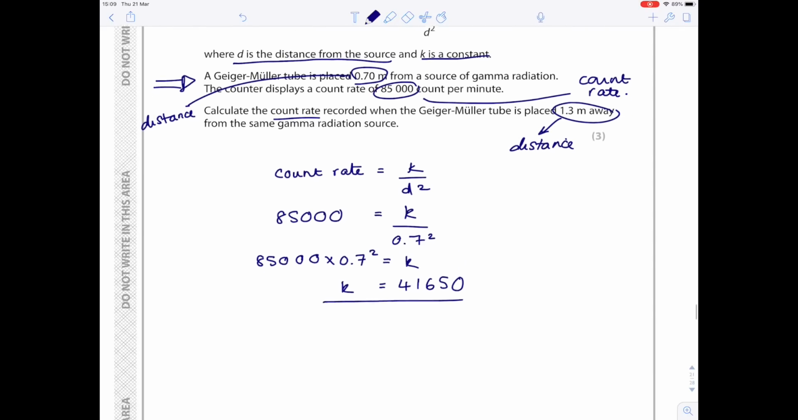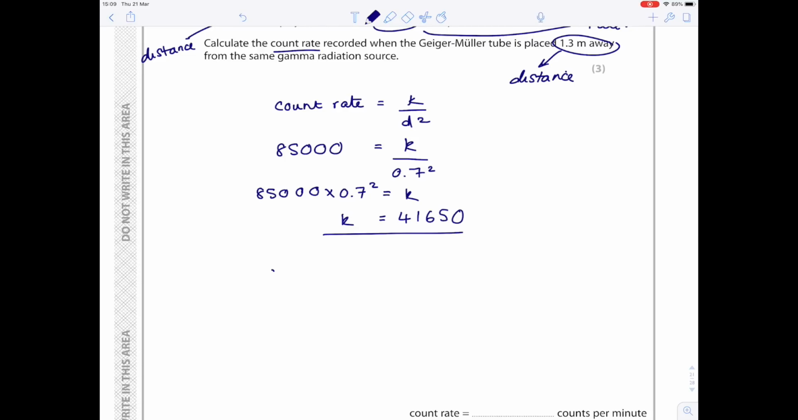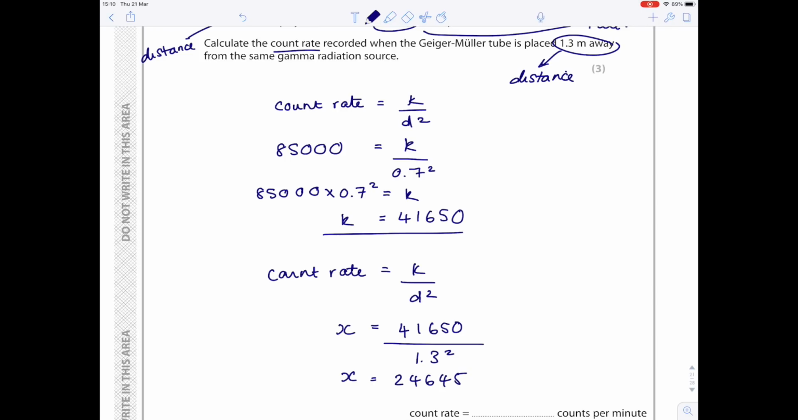So now we can use that equation again to work out what we're actually being asked, which is the count rate. And I always keep writing these things out just to keep it all lined up nicely. So we're after the count rate, which I'll call x. k we've just found out is 41,650, and our distance is 1.3 squared. So pop that into your calculator and you'll get x, or the count rate, as being 24,645.